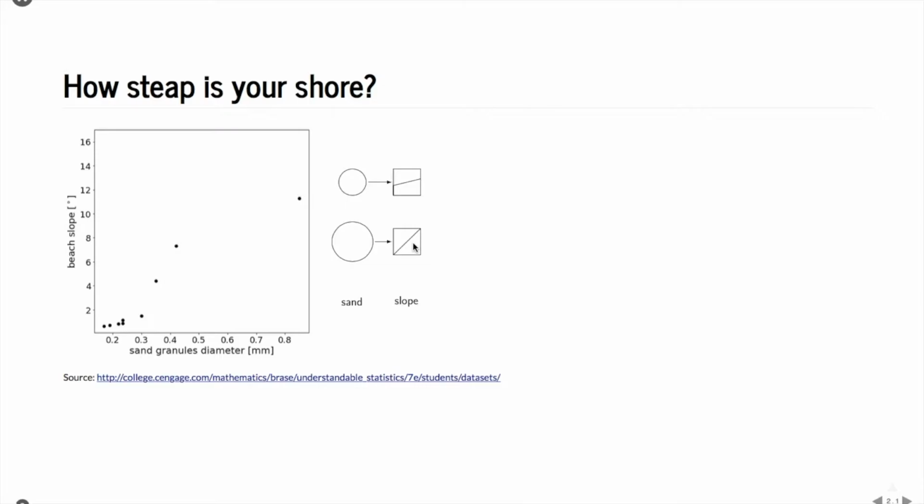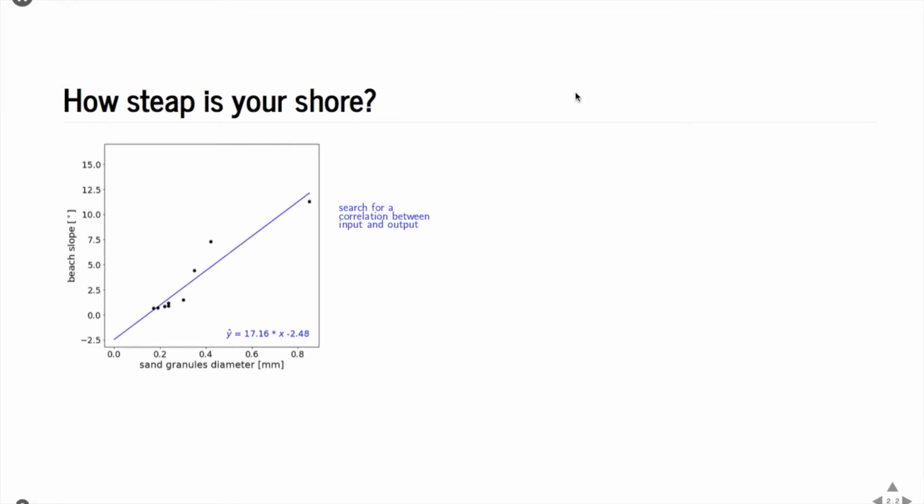If you try to come up with a relationship between the different diameters and the different slopes, the easiest one you might imagine is a linear one. Actually, this is already a core concept of machine learning: to search for a correlation between an input, in this case the different diameters, and an output, in this case the different slopes. So let's pretend that the actual relationship is a line, or a linear one. How do we know if this line, with its equation here, is a good one?